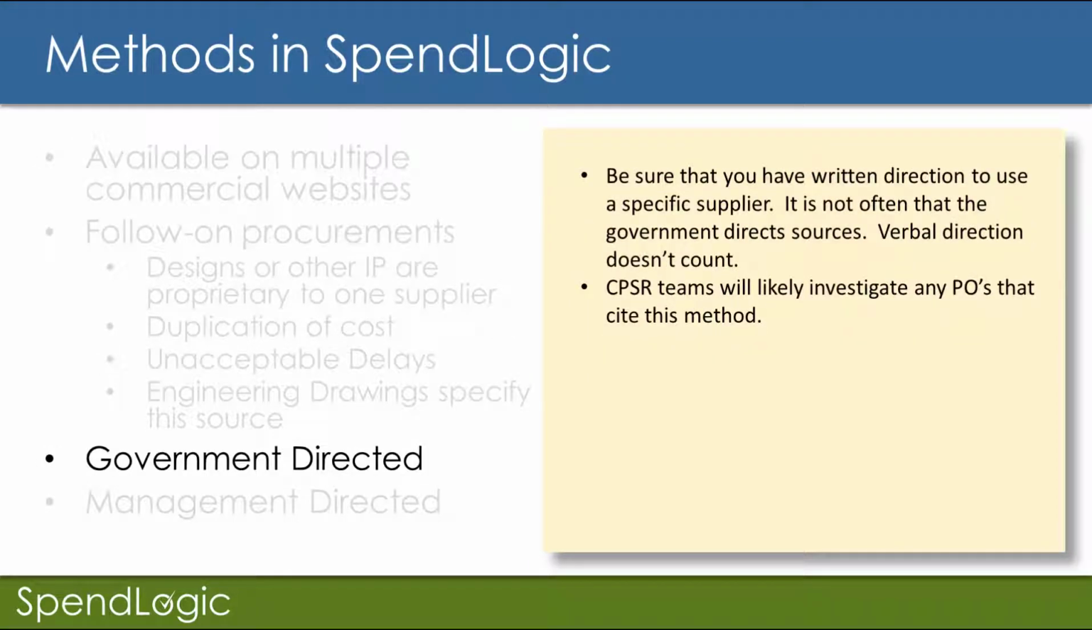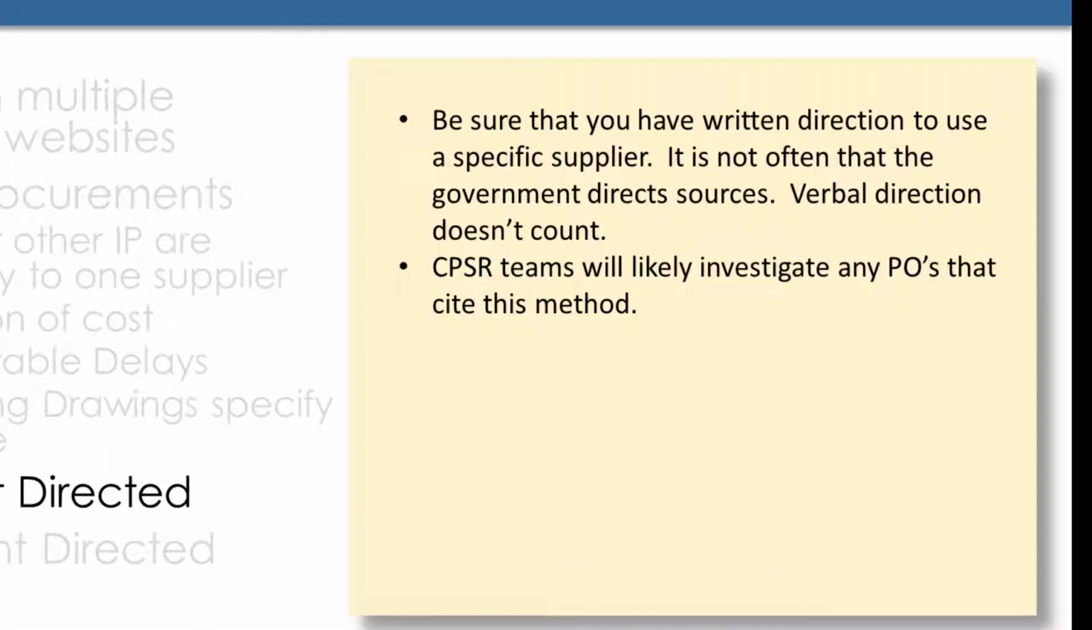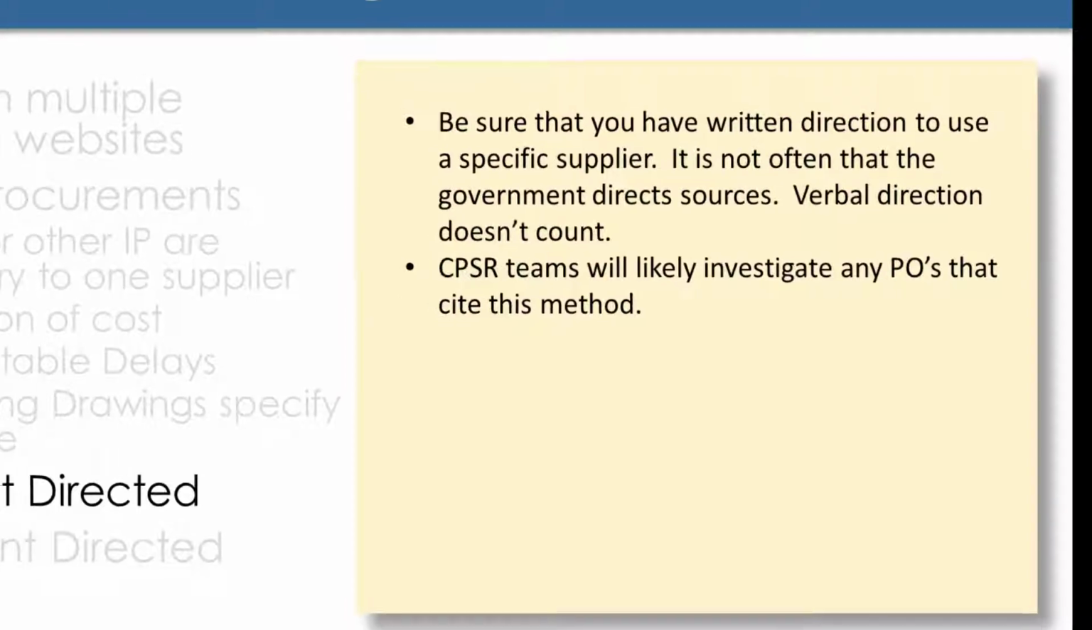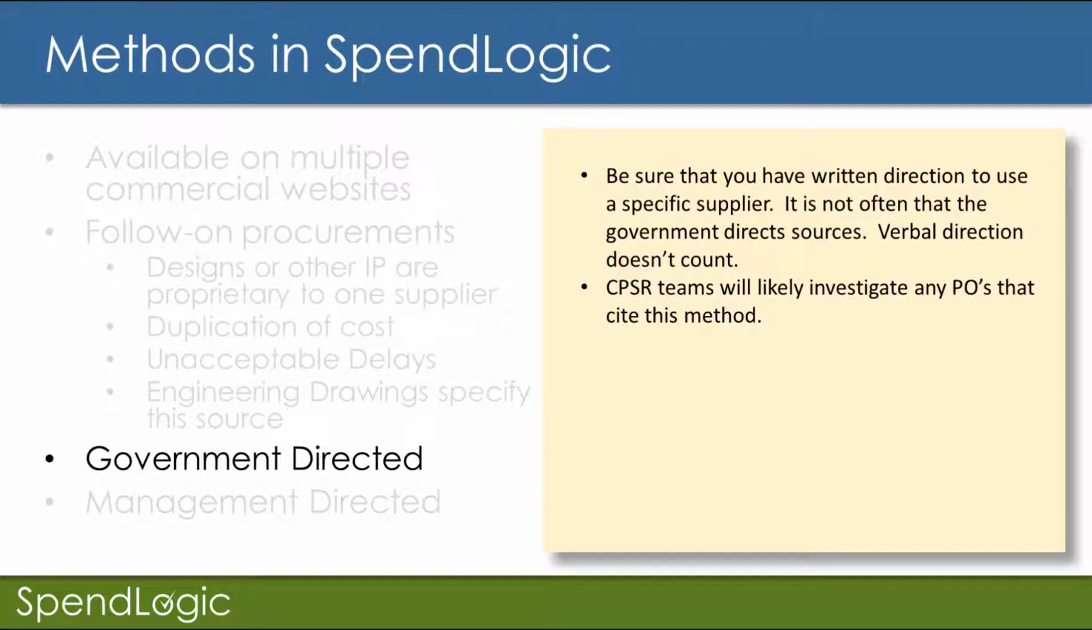The third category is government-directed. This method is used when you've received written direction to use a specific supplier or a specific part that only one supplier provides. Verbal direction doesn't hold water here. You're required to upload documentation of the direction you've received, so make sure it's valid before you go down this path.